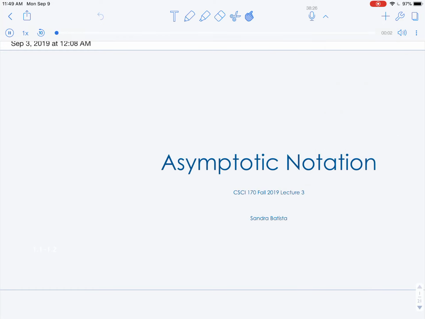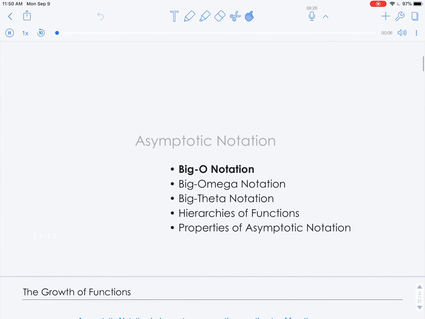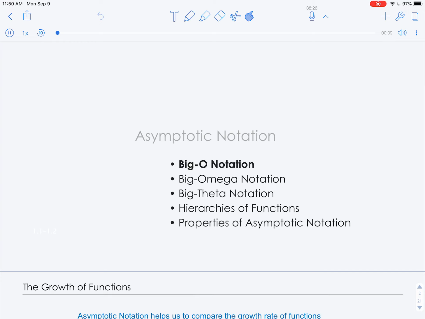In this lecture, we'll review asymptotic notation. We'll discuss big O notation, big omega notation, big beta notation, hierarchies of functions, and properties of asymptotic notation.